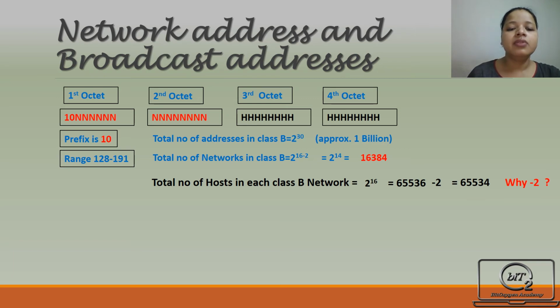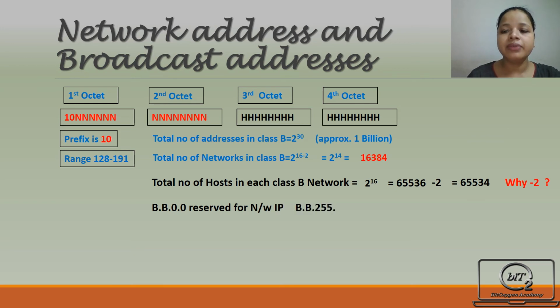Why minus 2 here? In the session of Class A, we had already discussed that in every network there are two addresses reserved, which are B.B.0.0 for network address and B.B.255.255 for broadcast address. The relevance of network and broadcast address is clear to all of you, since network address represents the address of each network in a group of networks, and broadcast IP is used for sending a common message to all the hosts in that network.